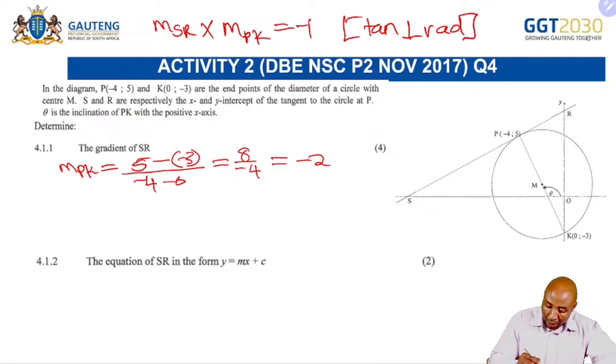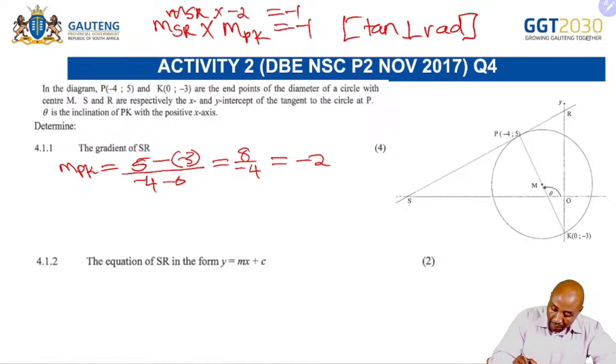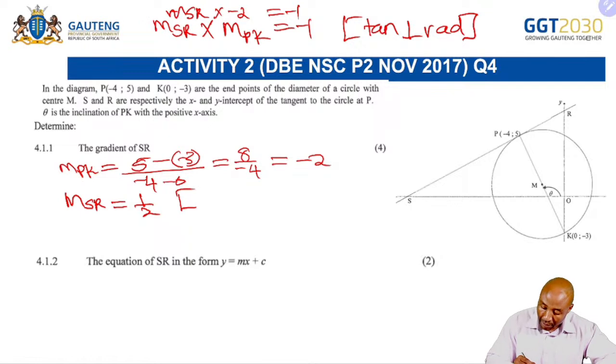So using that, I can now substitute here. I'll have the gradient of SR times -2 is equal to -1. Then I'll get the gradient of SR as equal to 1 over 2. And I will conclude that it's because the tangent is perpendicular to the radius.